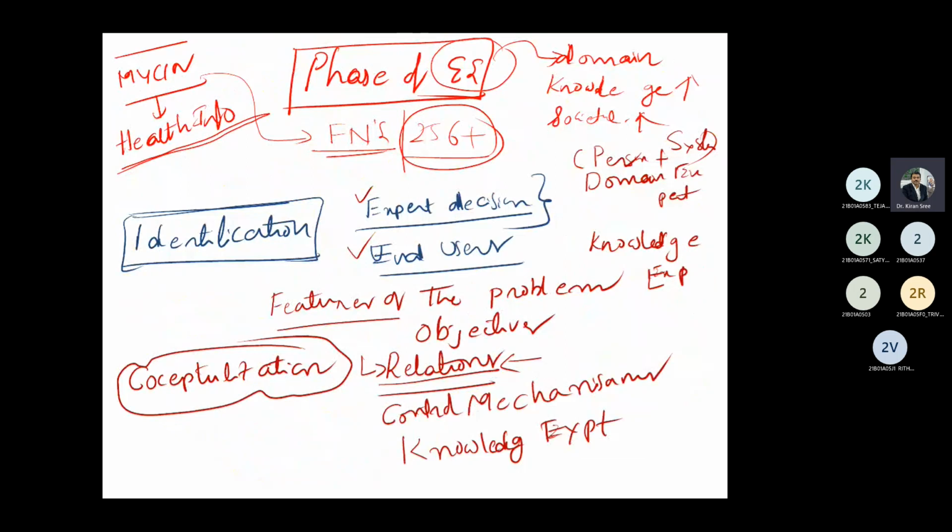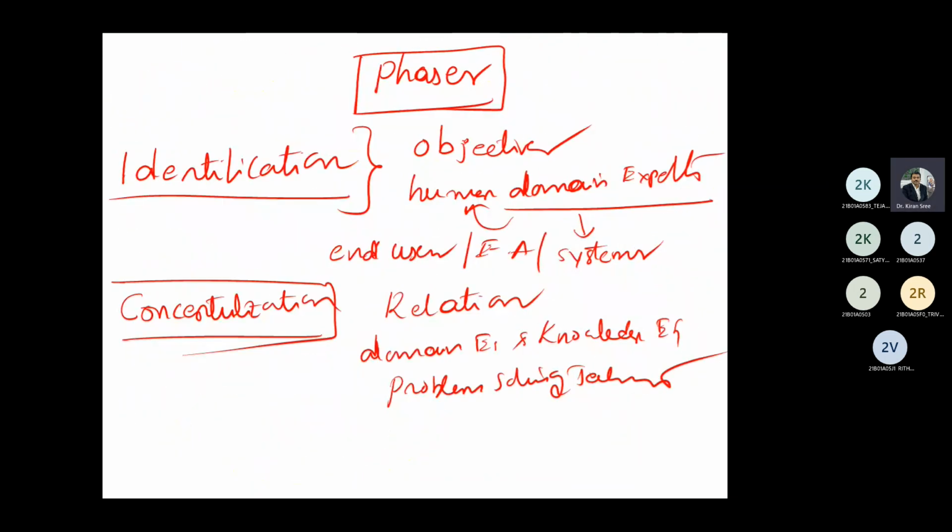So in the identification phase, I said we need to identify the expert decision, how many end users there are, and what the features of the problem are. In the conceptualization phase, you just try to find the relation between your data, how many knowledge experts will be available, and how many domain experts are available. The problem solving technique we need to identify, and then we can proceed. This is what I have written here also, the same thing.